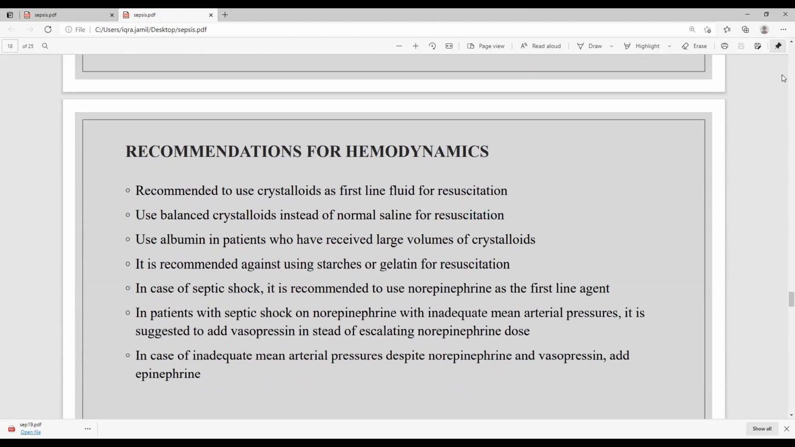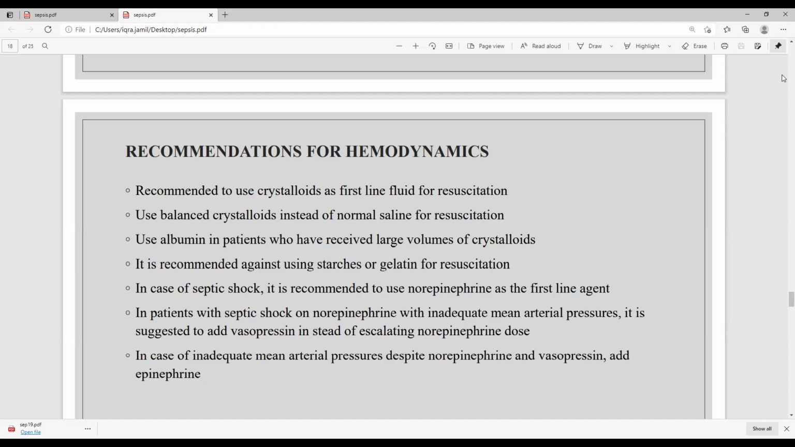Recommendations for hemodynamics. These are the same recommendations which were published in November 2021 and reviewed in April 2022. It is recommended to use crystalloids as first-line fluid for resuscitation. Use balanced crystalloids instead of normal saline for resuscitation, like Ringer lactate, or half saline with bicarbonate. Use albumin in patients who have received a large volume of crystalloids. It is recommended against using starches or gelatin for resuscitation.